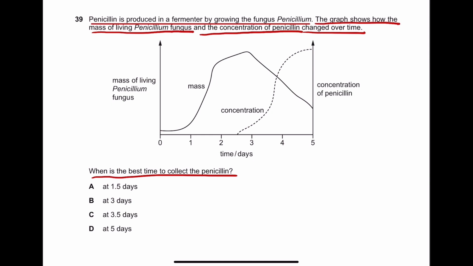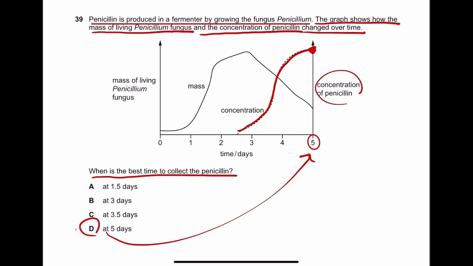So it looks like the concentration of penicillin is at its highest on day 5, right? So what we want is not Penicillium, but we want penicillin. So we want the highest concentration. So day 5 is the correct answer.